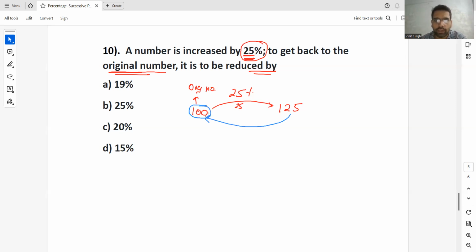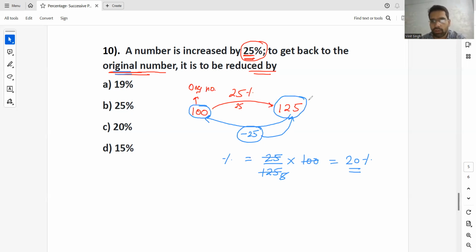So from 125 to 100, we have to reduce by 25. Minus 25 of 125. So in percentage, it is equal to 25 upon 125 into 100, so 20%. So we have to reduce 20%. Then we will get the original number. When we reduce 20% of 125, we will get 100 as an answer. Yes, we will get the original value, 20%.